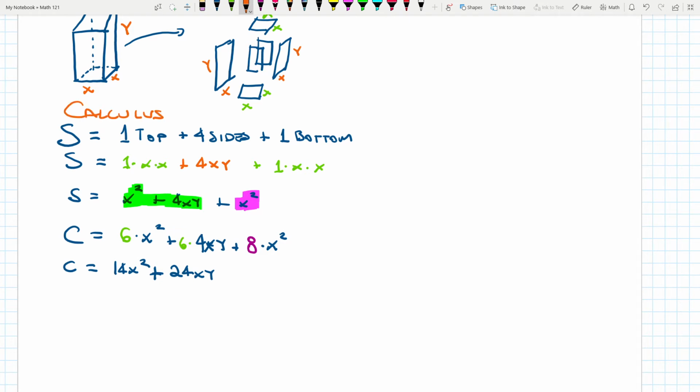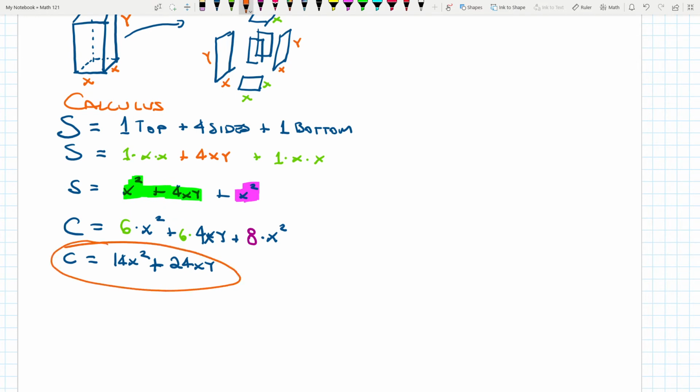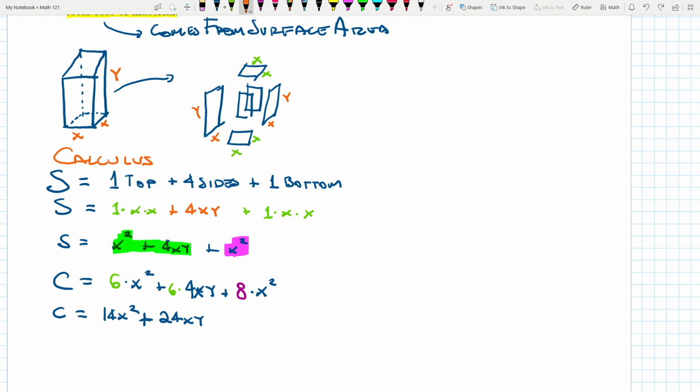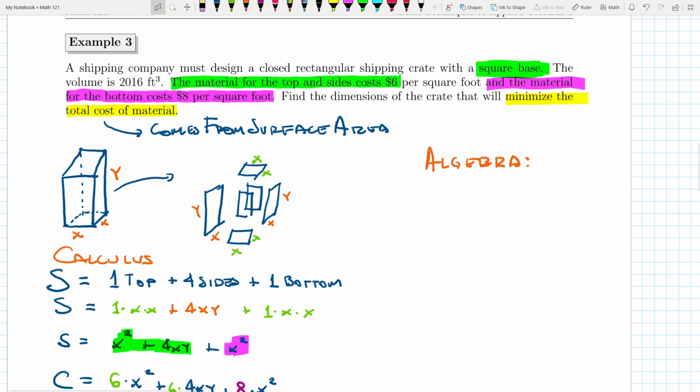But we have an issue here. The issue is that this function has a second variable y that we need to get rid of. So we're going to do the algebra part in order to fix that issue, which is linked to the information that we are given. Now, they're telling us in this case that the volume is to be 216 feet squared.